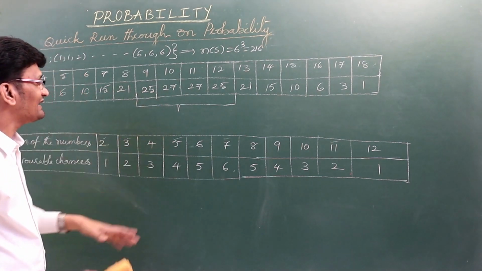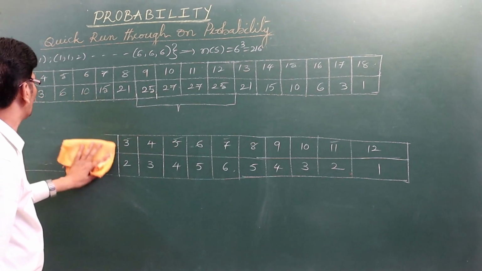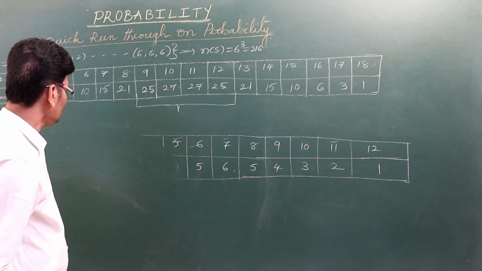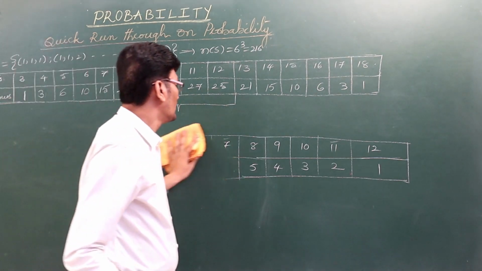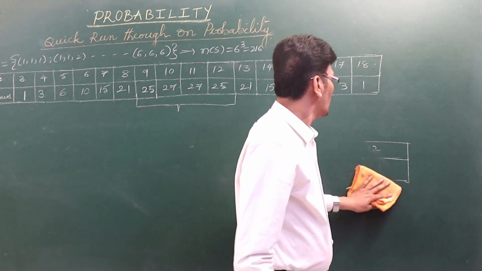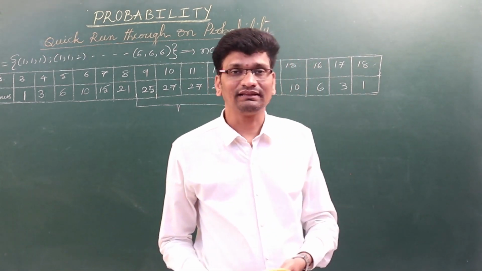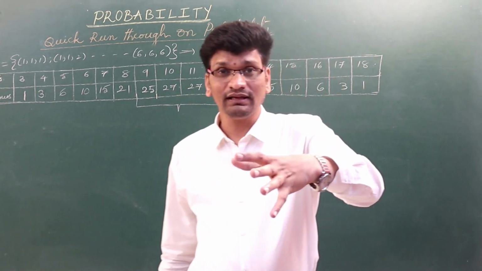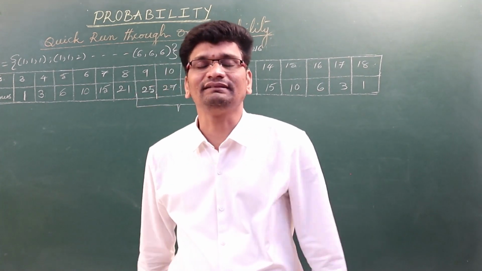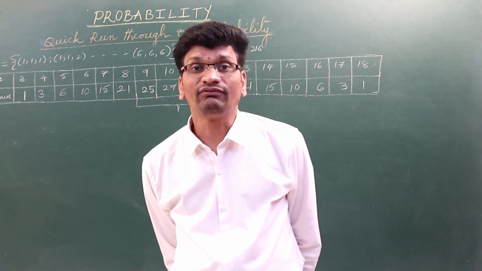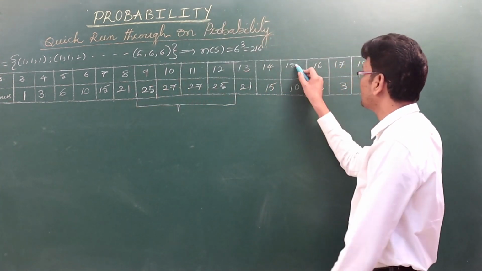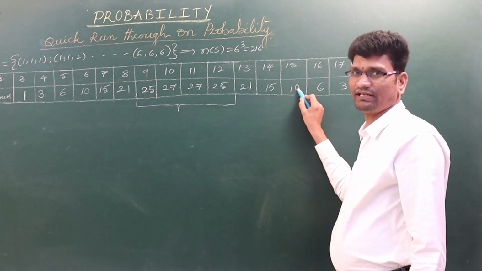So after knowing this table, how will the questions be asked? If 3 dice are rolled, what is the probability that the sum on the 3 dice is 15? Then directly 10 by 216.